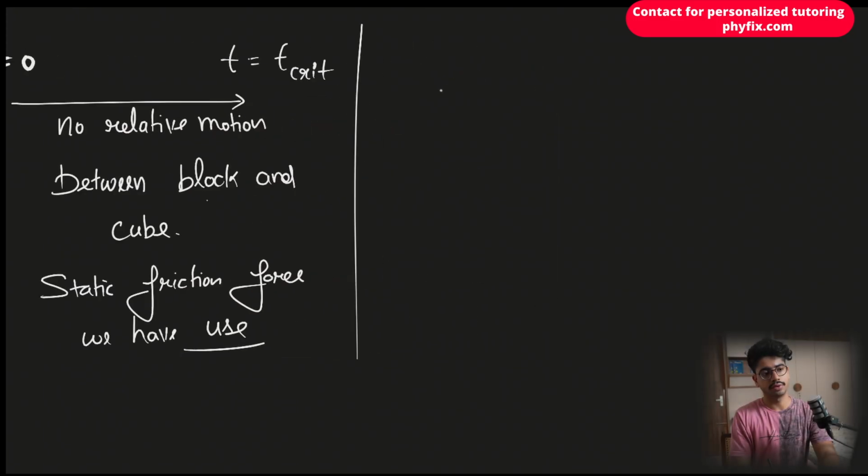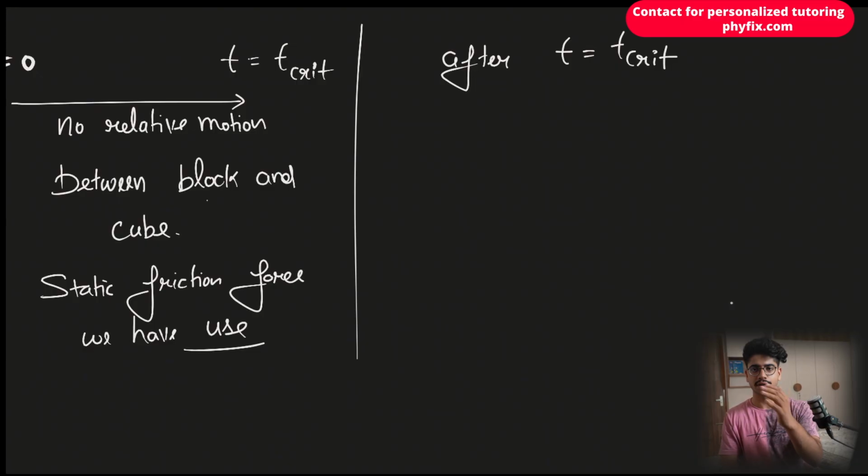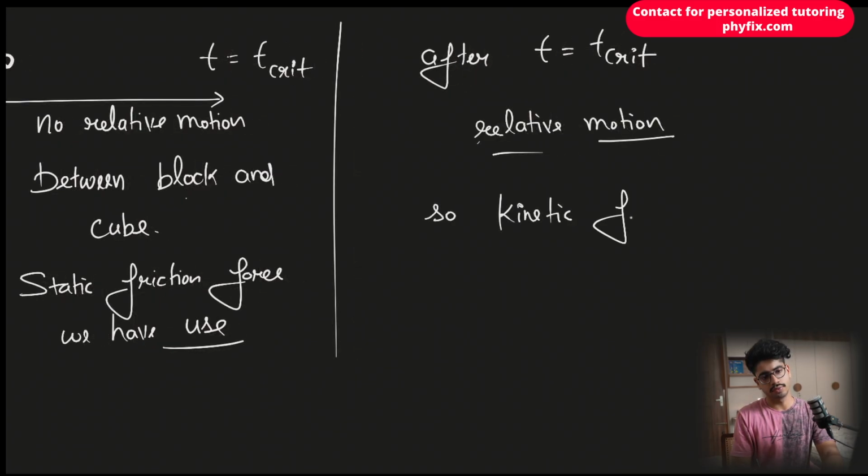After t equals t critical, the block starts moving. There is a relative motion happening. In that case, I'm going to use the kinetic friction force.